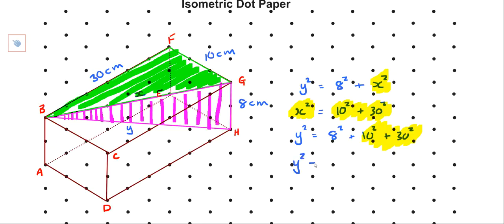So then we know that Y squared is 64 plus 100 plus 900. So Y is the square root of 1064. So for instance, a question like this, I might say to you, give your answer to 2 decimal places or 3 significant figures or something like that. But if I rounded X halfway through, I'd get a slightly different answer, wouldn't I? And there's no need to round X.